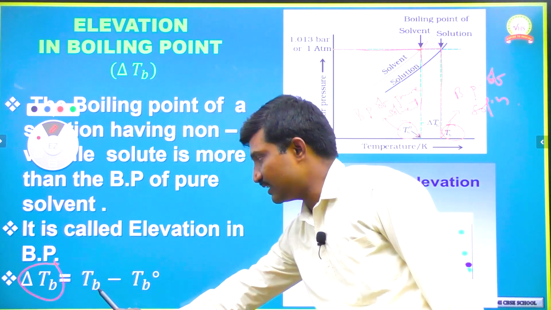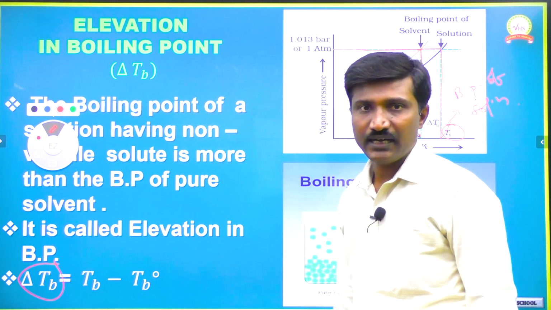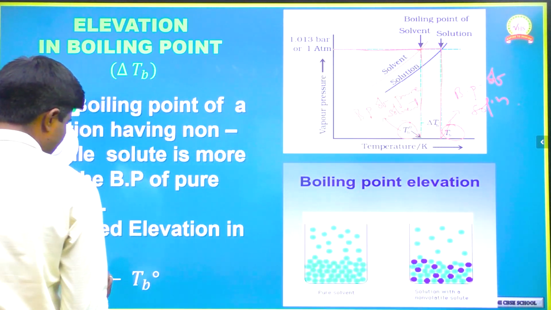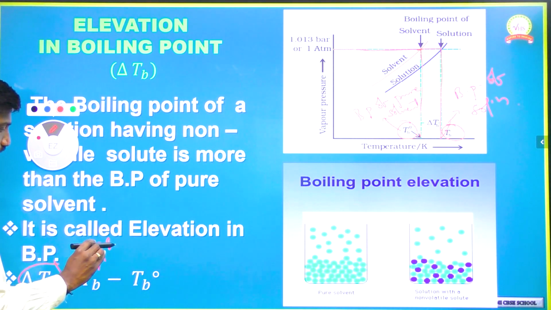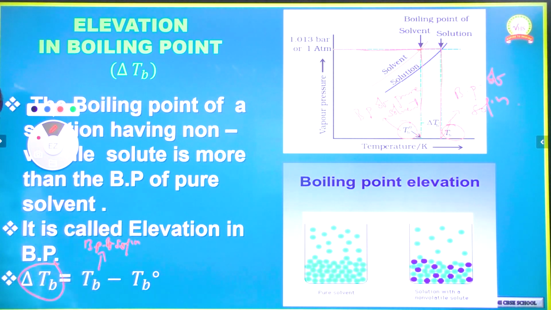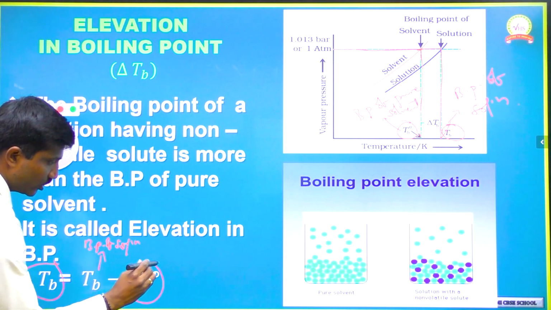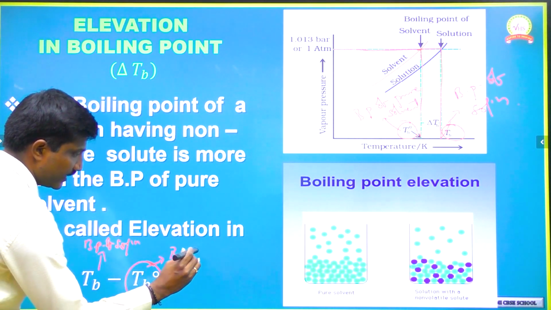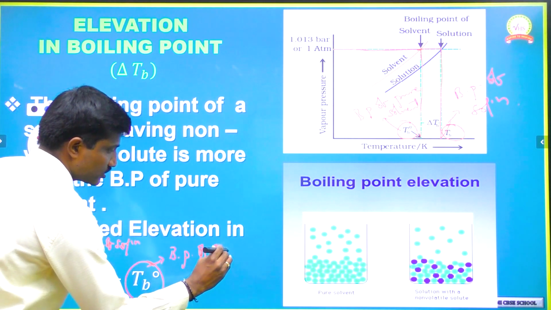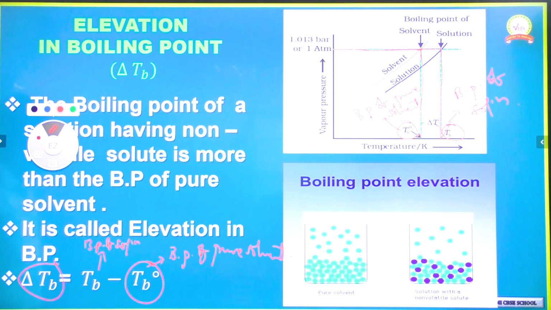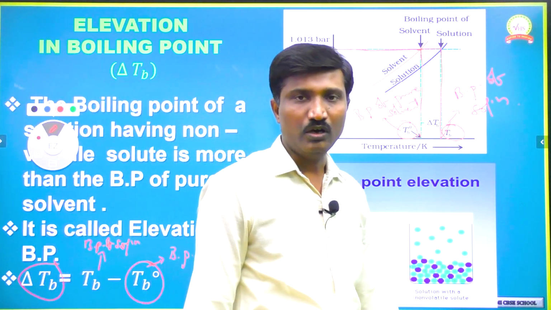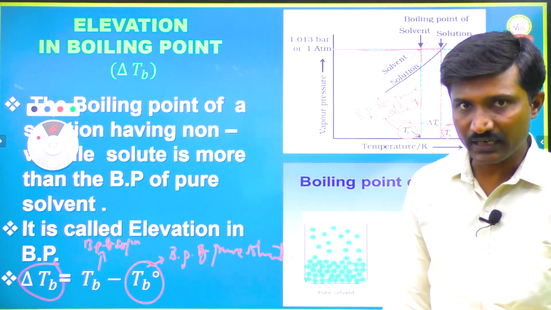That delta TB is nothing but TB minus T naught B, where TB is the boiling point of solution, and T naught B means the boiling point of pure solvent. So the difference we are calling elevation in boiling point. Is it clear?